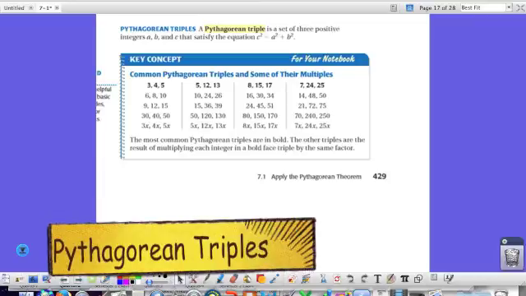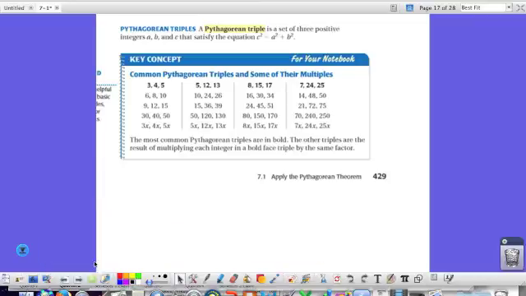A Pythagorean triple is a set of three positive integers, a, b, and c, that satisfy the equation c squared equals a squared plus b squared, which would be the same as a squared plus b squared equals c squared. Some common Pythagorean triples are 3, 4, 5, or 5, 12, 13, 8, 15, 17, 7, 24, 25. These are all sets of three positive integers that work for the Pythagorean theorem. If you take a Pythagorean triple and multiply each of them by the same factor, you have another Pythagorean triple. So for instance, 3, 4, 5, all of those times 2 are 6, 8, 10. That's another common Pythagorean triple.